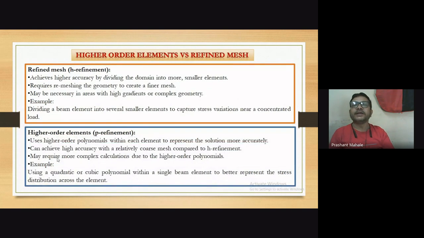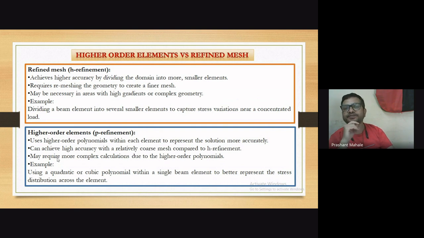If I go for the next point that comes in our lecture, it is higher order element versus refined mesh. So this point also you consider as an important point, and many times this question is repeated: differentiate between higher order element and refined mesh. So what is the differentiation that we can do, or under which points can we compare these two? One is higher order elements, and second is refined mesh. Actually, higher order element also comes under refined mesh.